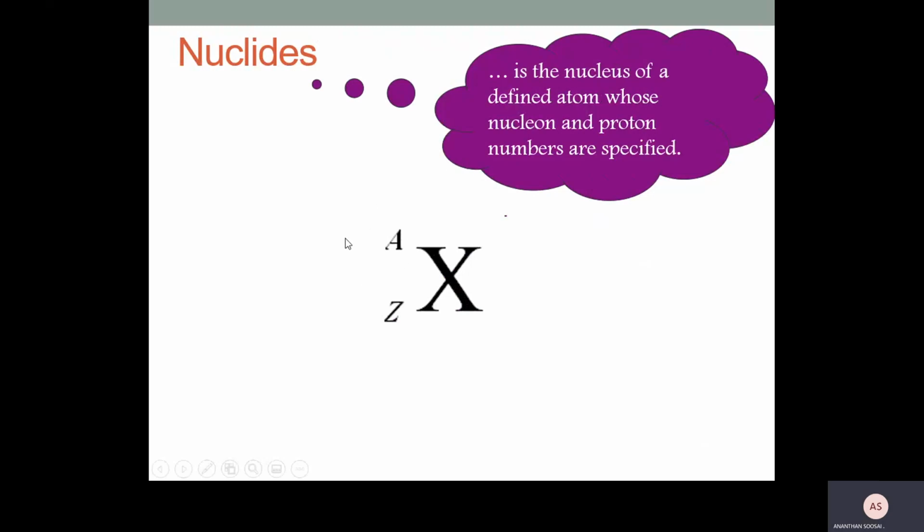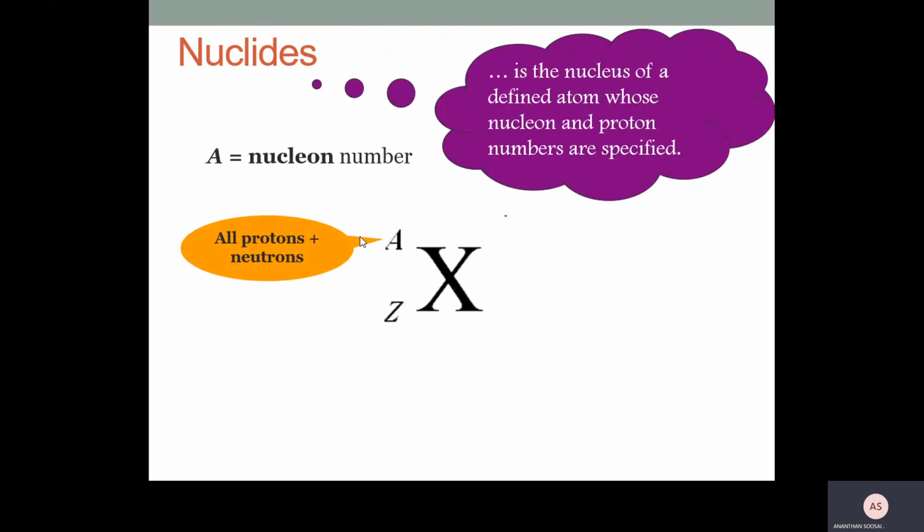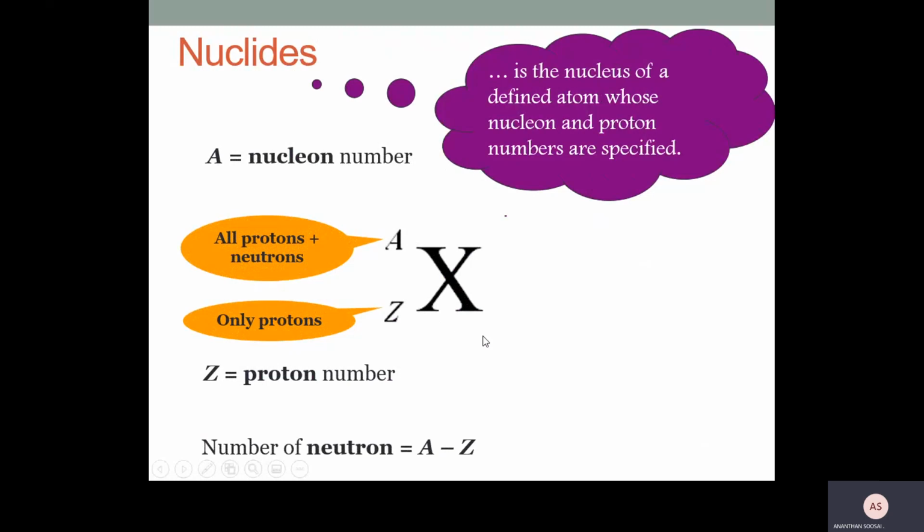The top they call the nuclear number, or sometimes mass number. So all the protons and neutrons together is the nuclear number or mass number. The bottom is only protons, the proton number. The number of neutrons is A minus Z.